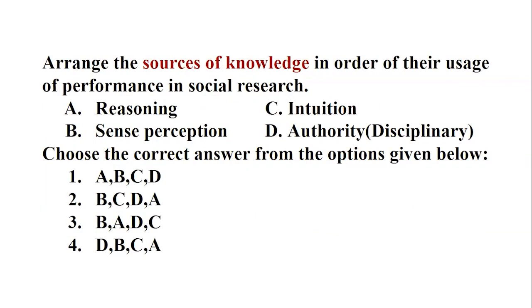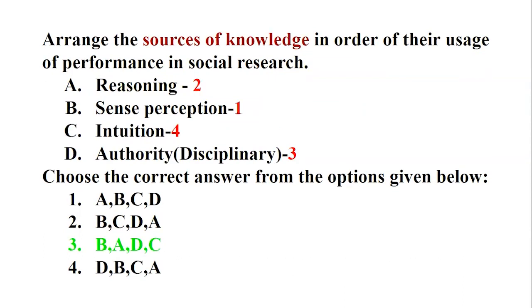So back to our question. This was our question: arrange the sources of knowledge in order of their usage in social research. So in social research, how do we use sources of knowledge, or which one do we use mostly? And the answer is option 3, B, A, D, C. So which one do we use mostly?